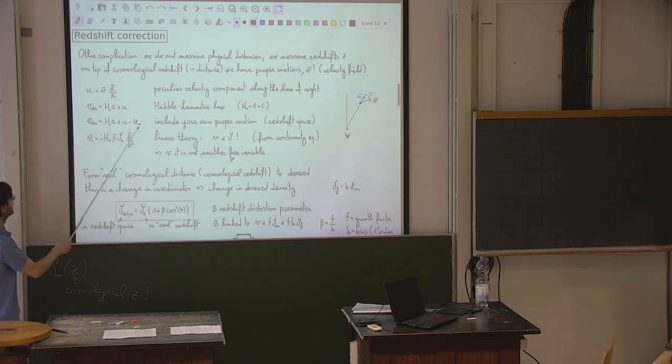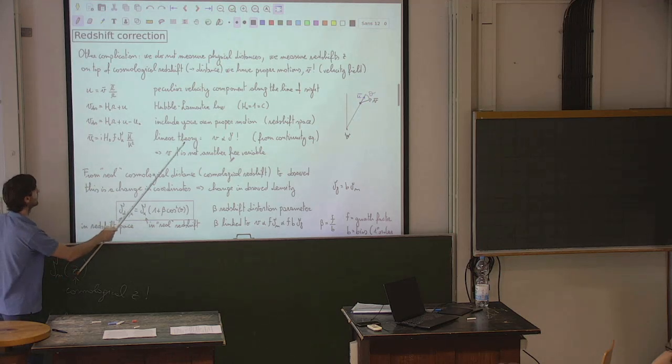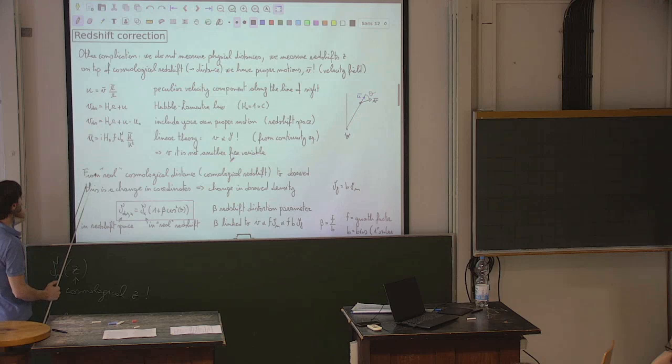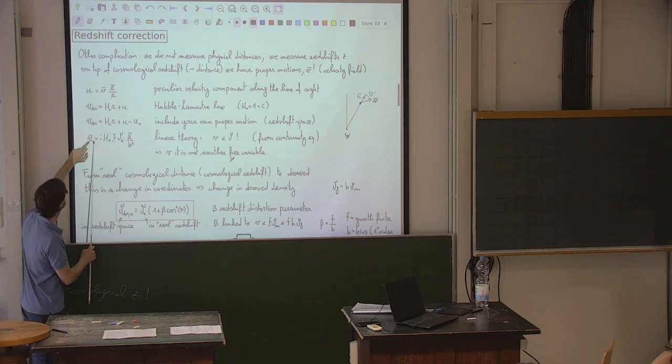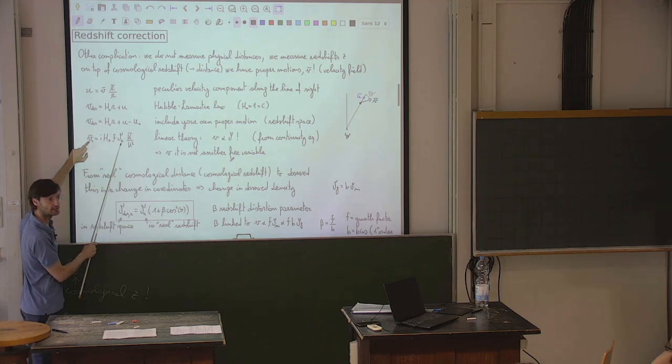Okay? Then we have linear theory, for which we have a direct link between the velocity and the density contrast. That's what we've seen in previous lectures. Okay? But if you have a density contrast, the velocity is just along the k mode. Okay? Along a mode.